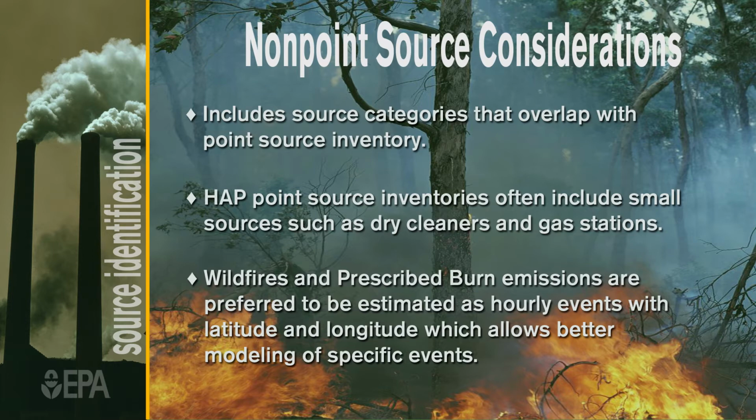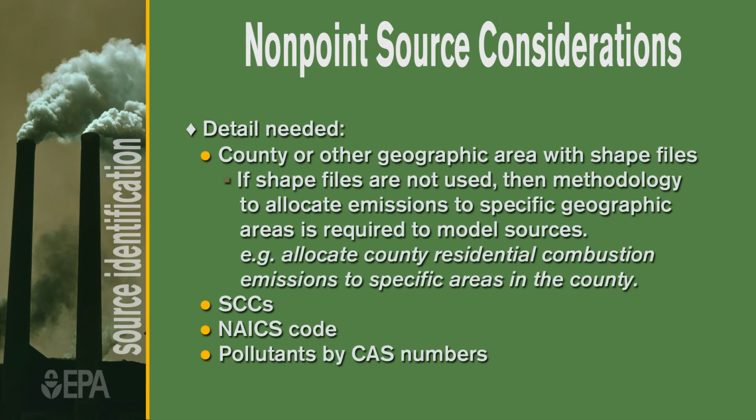So what happens in the inventory? They move hourly, and we look at the burn characteristics. The detail that we need, first of all, we need the geographic area or county or a shapefile. It would be better if you're going to inventory sources for risk assessment to use shape files, because we can get at much smaller geographic areas where the emissions are actually occurring. If you do not provide shape files, then you will need to provide an allocation method where we can take a county level emission estimate and allocate it to the specific census blocks for risk assessment modeling.